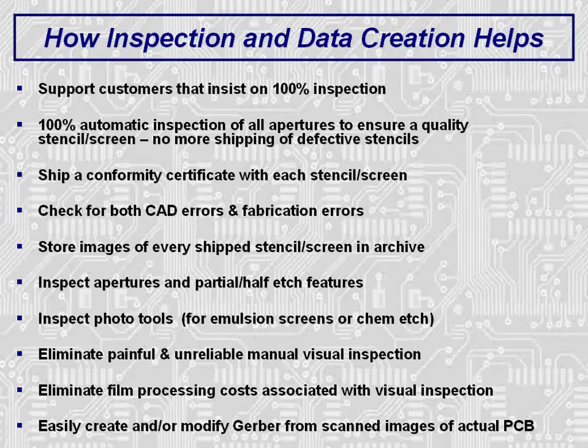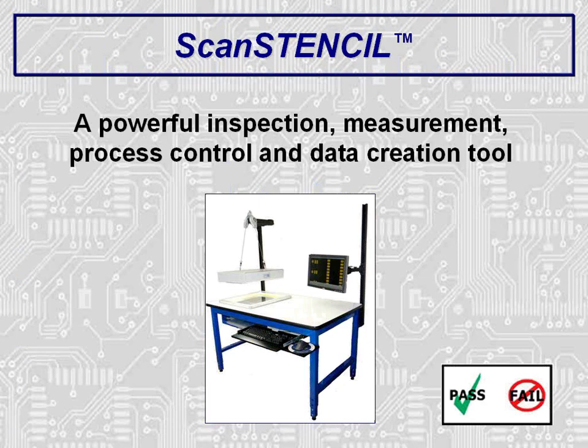Eliminate manual visual inspection, which is subject to operator error, and also eliminate the cost, chemicals, and time associated with producing the films for visual inspection. These savings can be significant and supports environmental concerns. Finally, the system also creates Gerber data from calibrated scanned images of PCBs, artwork, stencils, or even drawings when no data exists. Easily modify this Gerber data to exactly match a PCB, minimizing solder paste defects.